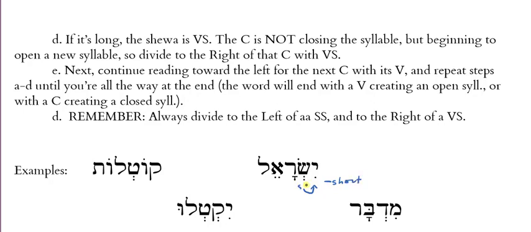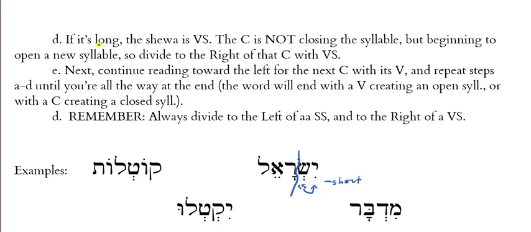And so this shiva is silent. And so what will I do? I will divide to the left because silent shivas are marking a closed syllable. Okay, so that should be a straight line there. Mark that as a closed syllable. So yes is the way I'm going to pronounce that. There's no vocal noise here. Yes.